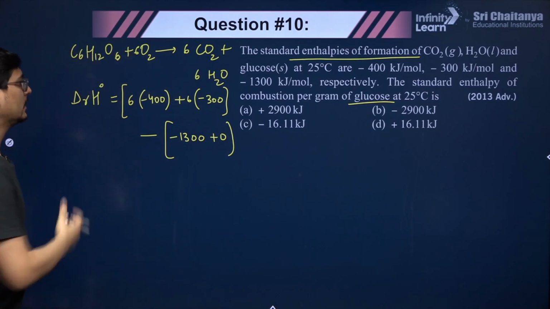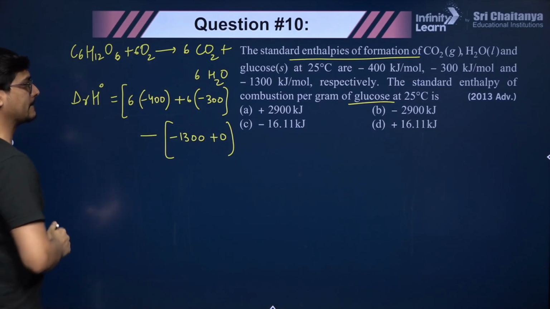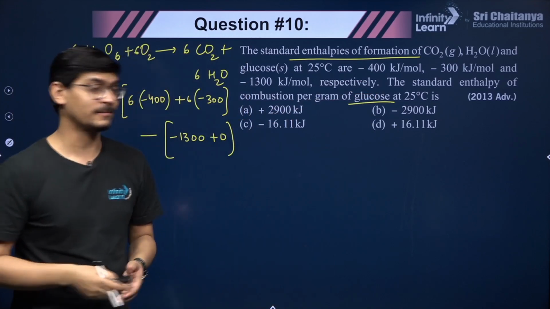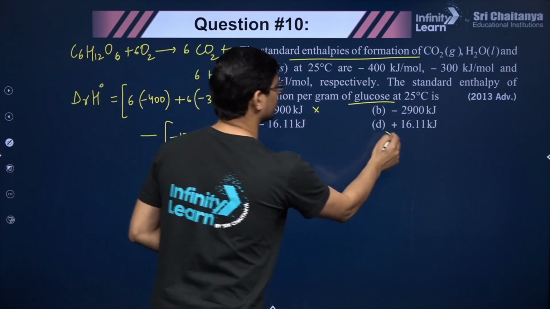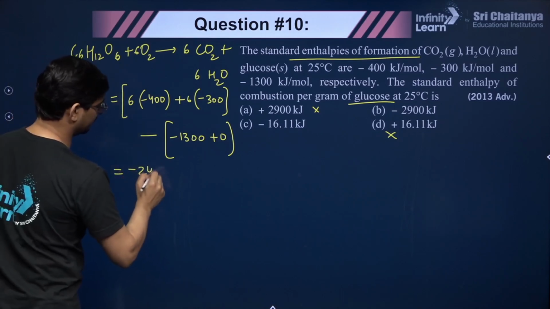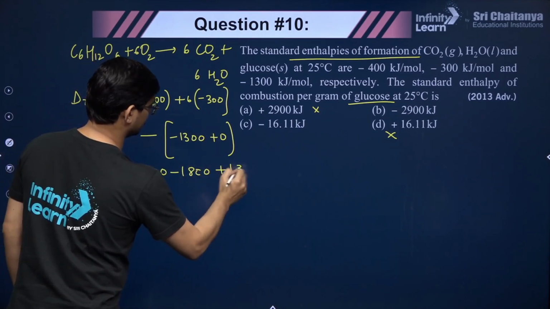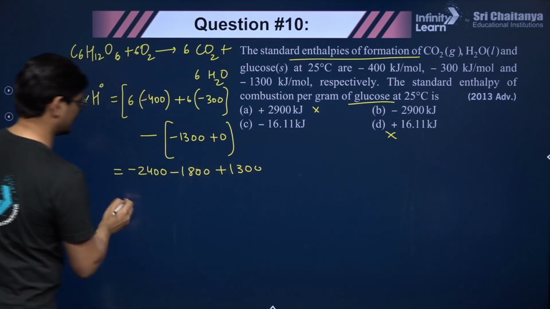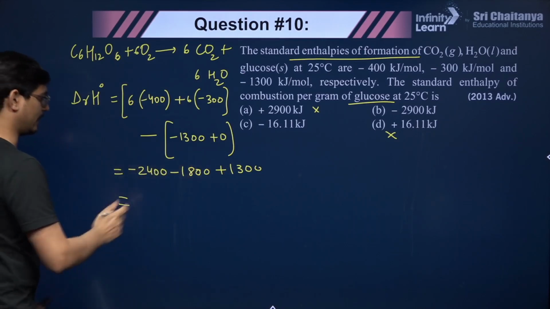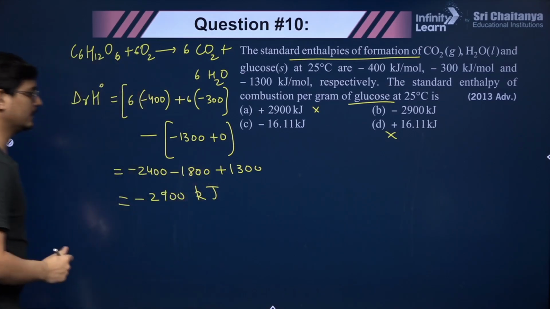Is that clear, right? Because it is combustion enthalpy, it has to come out to be negative. Remember something, because they have asked the standard enthalpy of combustion per gram of glucose. Combustion is exothermic, so these cannot be the answers. So this will be minus 2400 minus 1800 and this will be plus 1300. Is that clear? So now this will be minus 500, so minus 2900 kilojoule is what you will get.